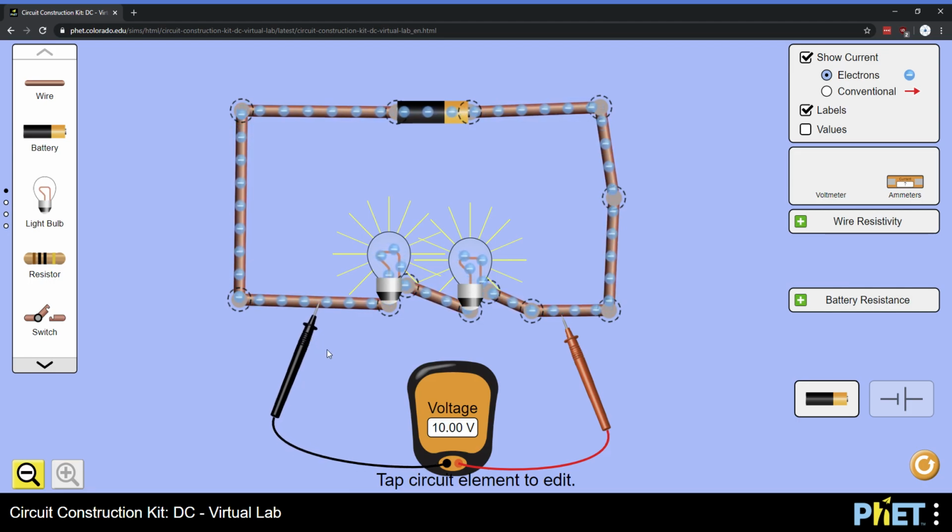So that's how to use a voltmeter and an ammeter. Gets a bit more complicated in a parallel circuit, but I invite you to have a little try and a little play. Again, brilliant piece of software for this.